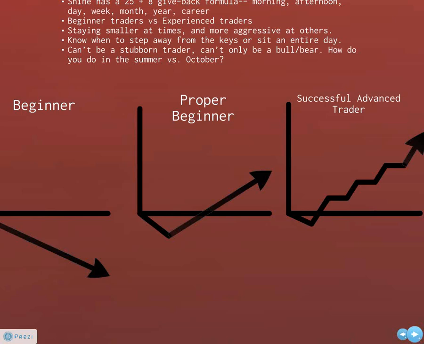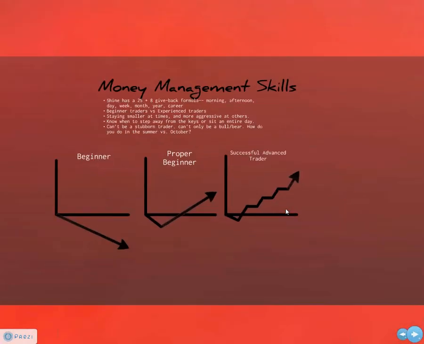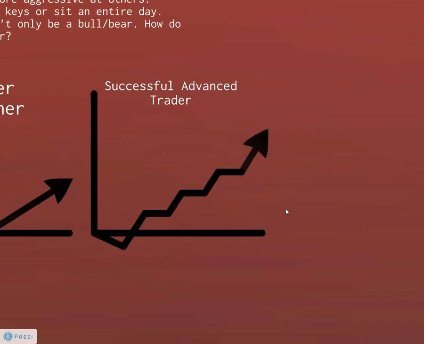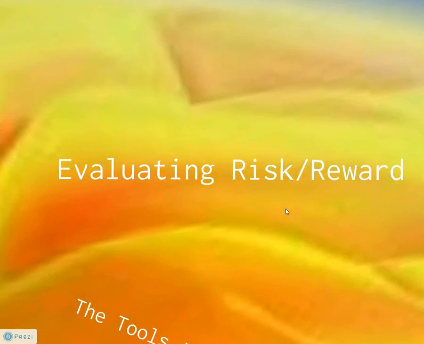Is it always perfect? No, but the more you pound that in, the more of an extra little edge you get. Guys, one more thing that's important, which we're going to go on to: the successful advanced trader, trying to keep piling up your P&L like I do. I'm just going to zip through this. Okay, evaluating some risk reward.